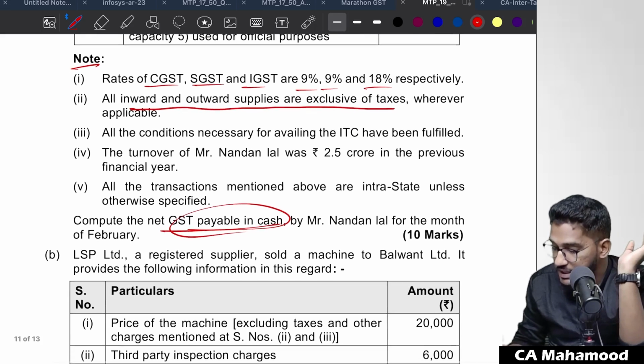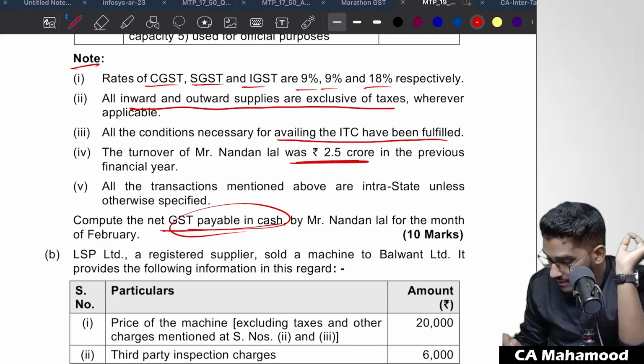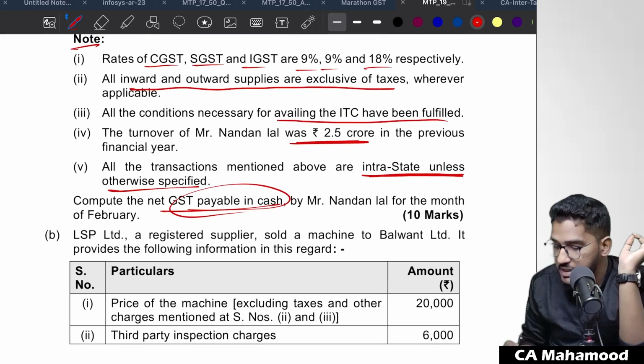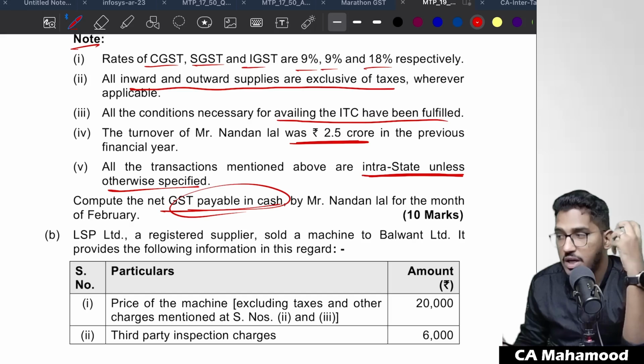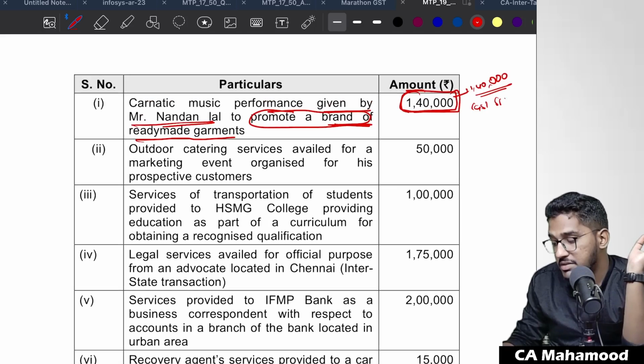Okay. All the conditions necessary for availing the ITC have been fulfilled. The turnover of Mr. Nandan Lal was 2.5 crores in the previous year. Okay. All the transactions mentioned above are intrastate unless otherwise specified. So they have told to treat the above supplies as intrastate only, unless they specifically mention somewhere it is interstate. So we assume it as intrastate, and on that GST will be there. CGST will come, SGST will come at the rate of 9% and 9%.